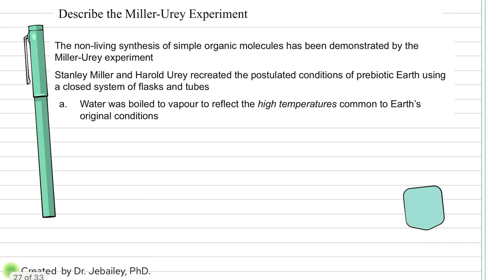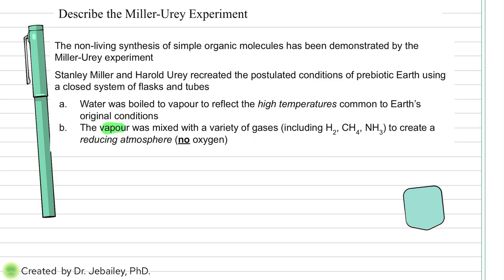So with that, let's look at what they might ask you on the mark scheme. Non-living synthesis of simple organic materials has been demonstrated by that. So basically, non-living synthesis means you produce urea, which is an organic material. Now, what they did is they recreated the conditions of the earth back in the old days using what? Flasks and tubes. Now what happens? The water was boiled to vapor. That's because there was high temperature back then, right? Earth was very hot, so they boiled the water to make a lot of water vapor.